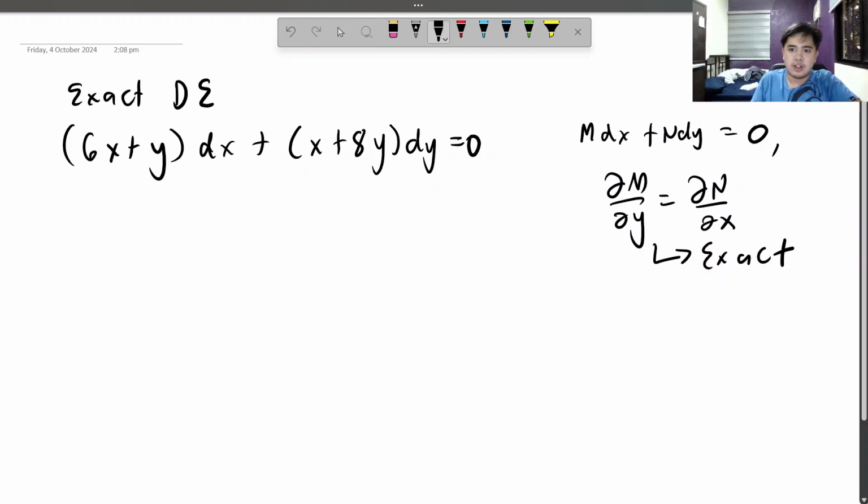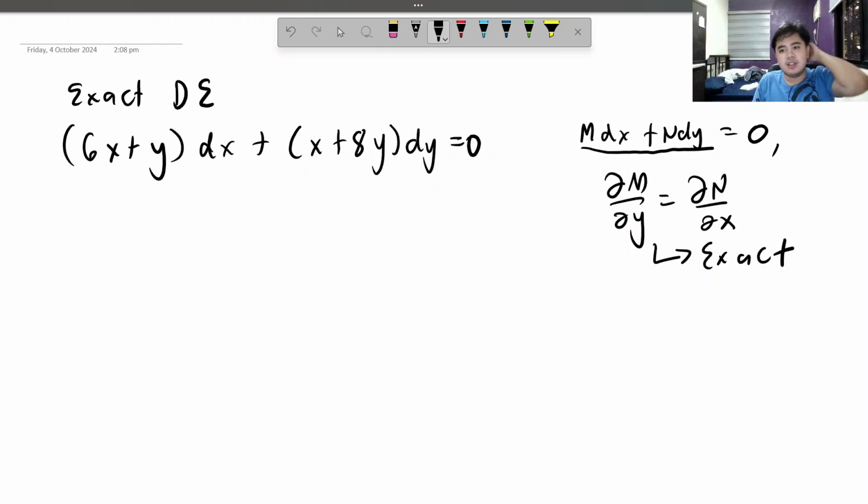On the right side here is a tip, basically. How would you know, given M dx + N dy = 0, that this is exact? Well, if the partial of M with respect to y and the partial of N with respect to x are equal to each other, then you can say that this is an exact DE.